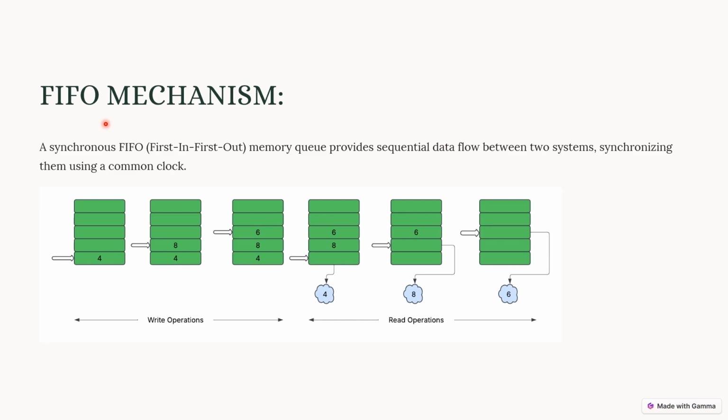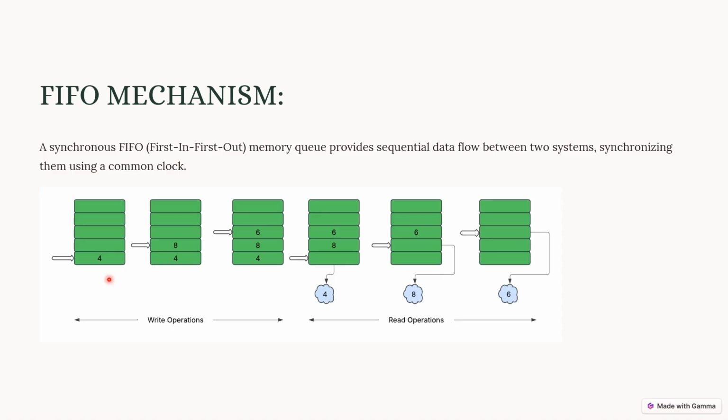So synchronous FIFO is commonly used in digital systems for buffering and managing data flow between two modules operating at the same clock but with different read and write timings. Now to understand the functionality of FIFO, let's understand it with this block diagram.